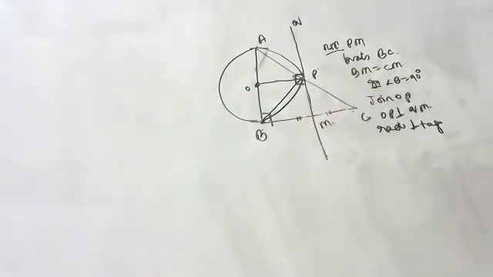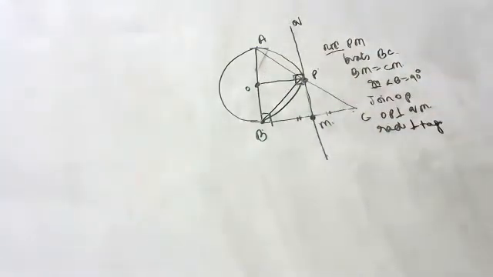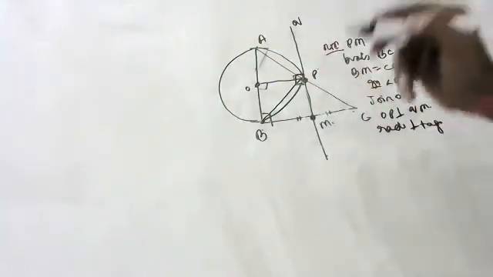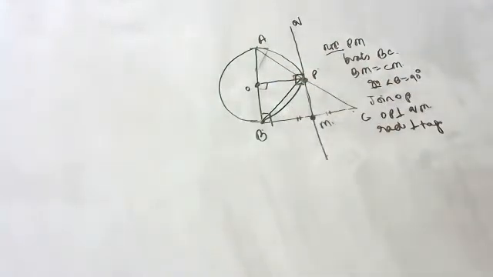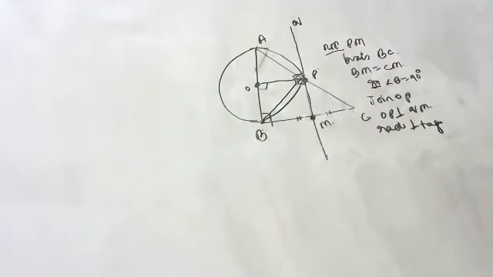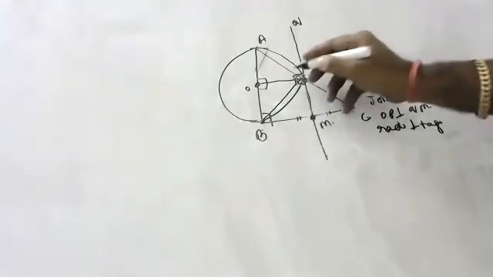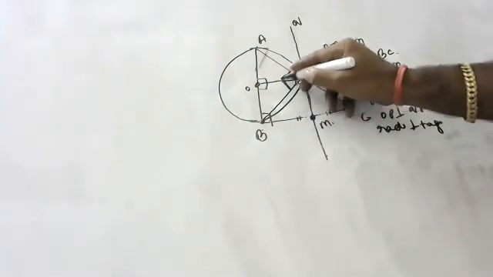Anyone? We have to show that BM is equal to CM, children. O is the midpoint, and if we can show this is 90 degrees, we can say this is parallel. So we can say all sides are equal. That's not possible. So this is a tangent. Tangent means 90 degrees. This is also 90 degrees, children, because the angle in the semicircle is 90 degrees.